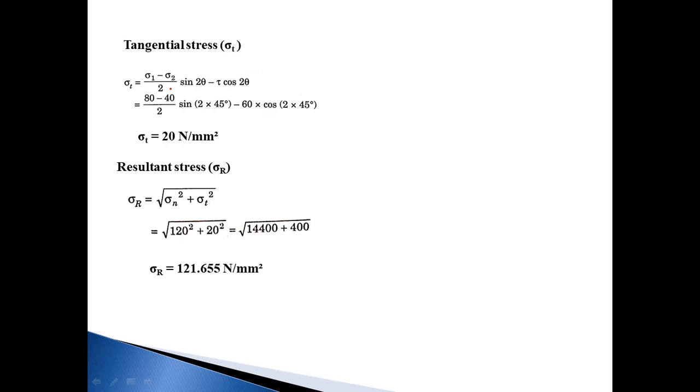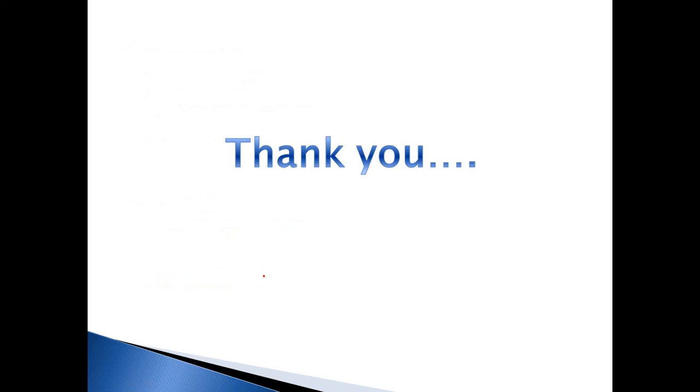Then the resultant stress, that is sigma r. Sigma r is easy to calculate if you know sigma n and sigma t. So sigma r is equal to square root of sigma n square plus sigma t square, so 120 square plus 20 square, and take the square root. So sigma r becomes 121.655 Newton per mm square. So this is a solution for a member subjected to two perpendicular stresses with a shear stress. Thank you.